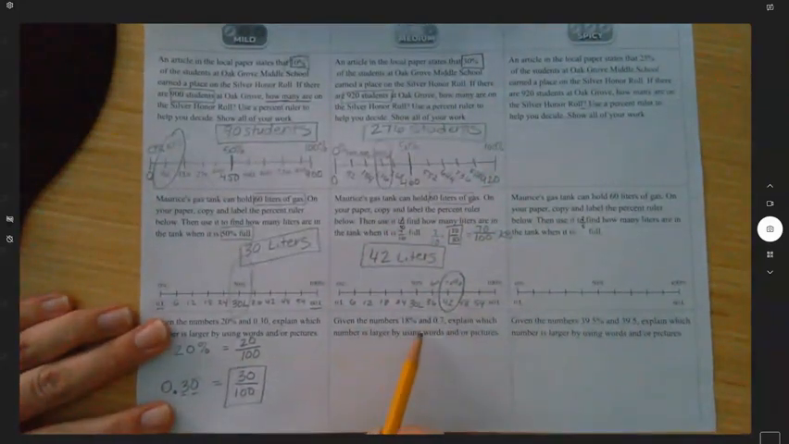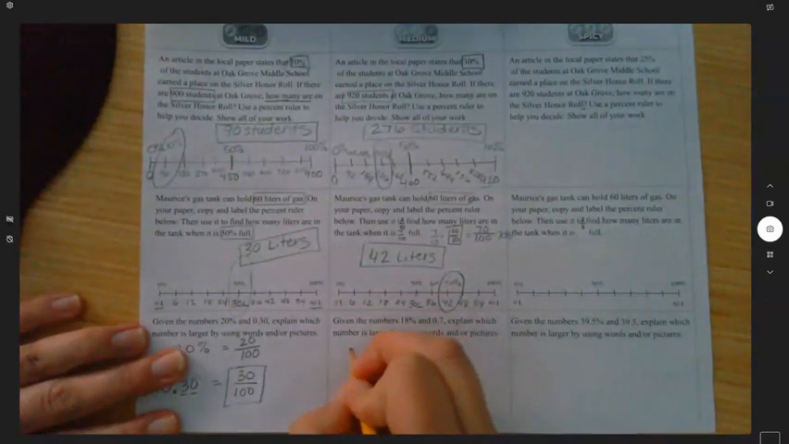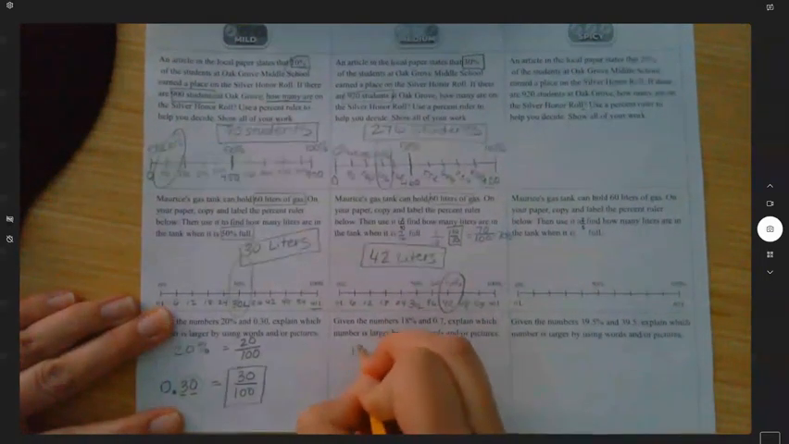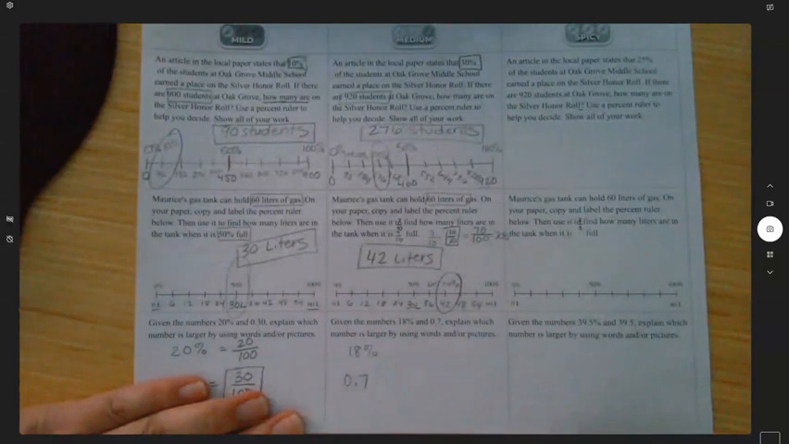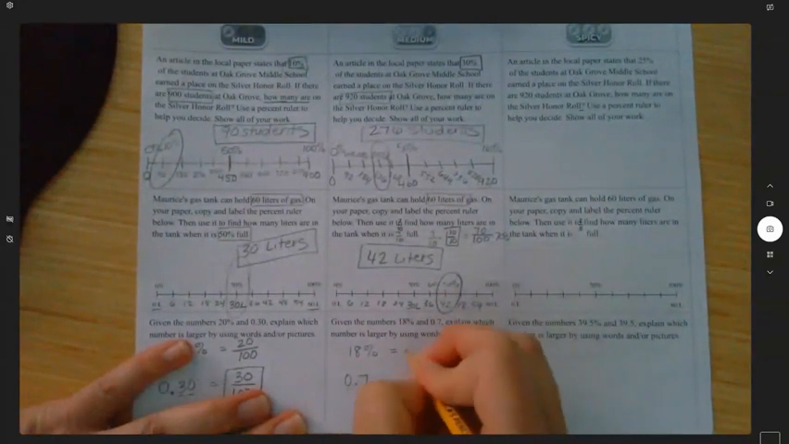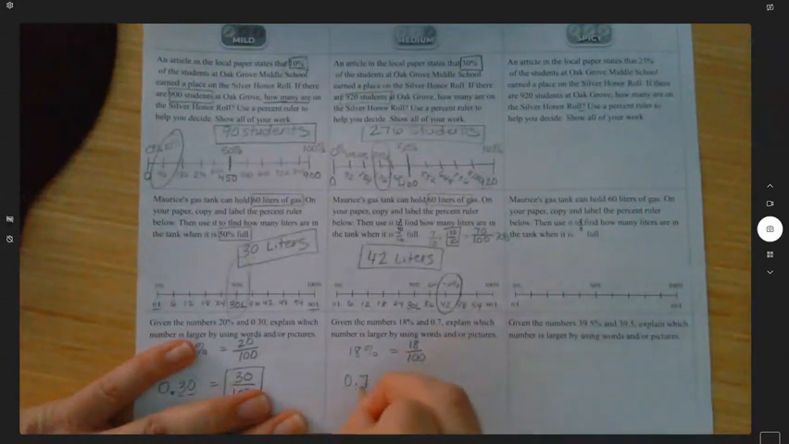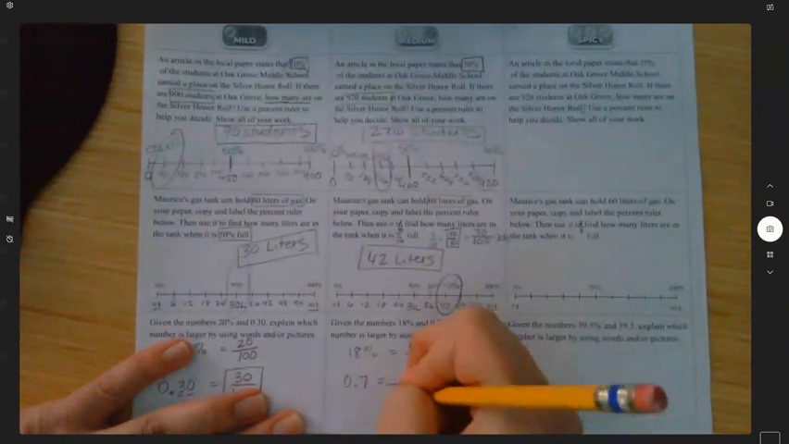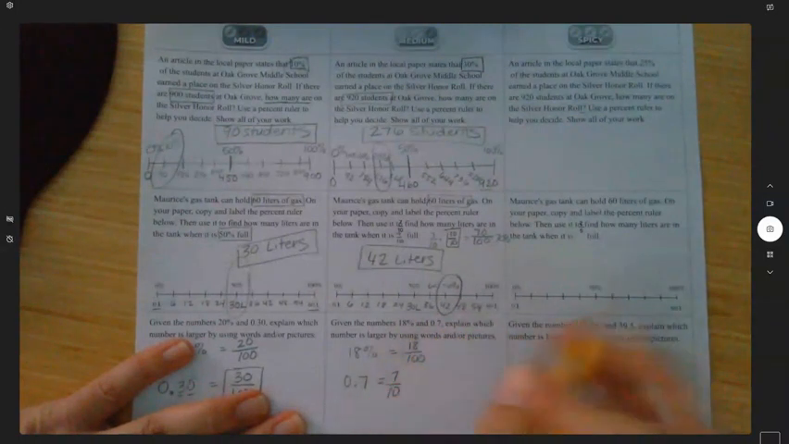Finally, given the numbers 18% and 0.7, explain which number is larger by using words and or pictures. So I have 18% and I have 7/10. I know that percent means out of 100, so I'm going to rewrite this as a fraction. Here I'm in the tenths, and I have 7 of those, but I need to make it equal.